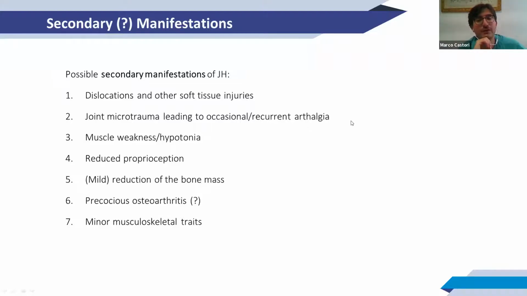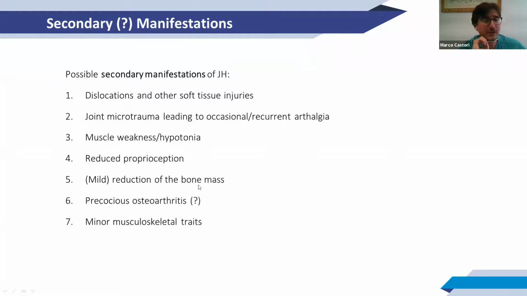Pediatric literature is full of references around a possible link between joint hypermobility, muscle weakness, hypotonia, and reduced proprioception. The mechanism underlying this association is not clear, but probably the muscle weakness or hypotonia is the consequence of a reduced proprioception that is intended as a neurological, paraphysiological consequence of joint hypermobility.